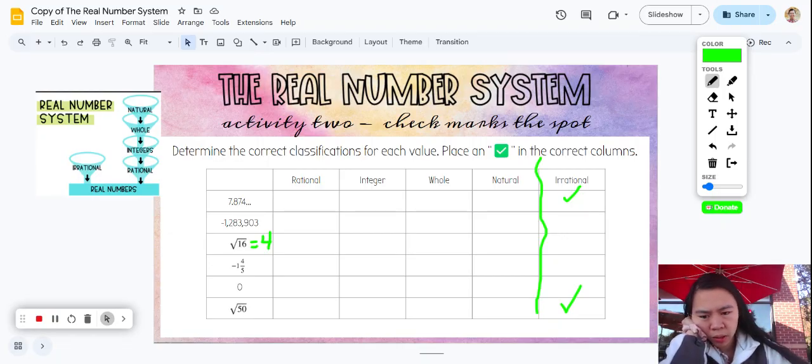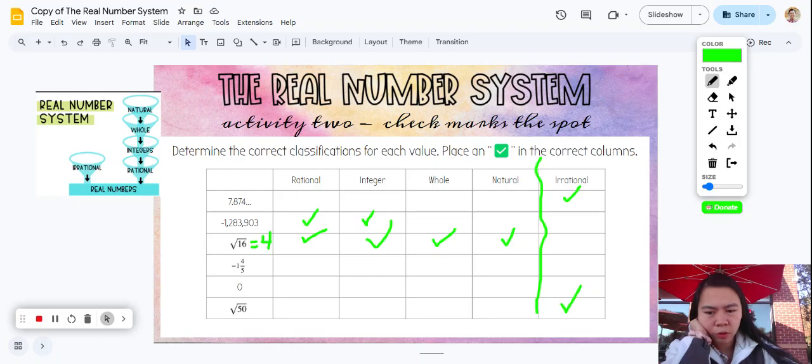All right, so now let's see what we have. Negative 1,283,903. That's not a decimal. Okay, so it's not rational. Well, I'm sorry. It is rational, but we can be more specific. It is a negative whole number, which means it's an integer and rational. That's it. We can't get more specific. 4. Whole number 4. It's an integer because it's a whole number, but it's also a positive whole number, and it's also a counting number. So it is all of them. It's natural. Marble drops down to whole, integer, and rational.